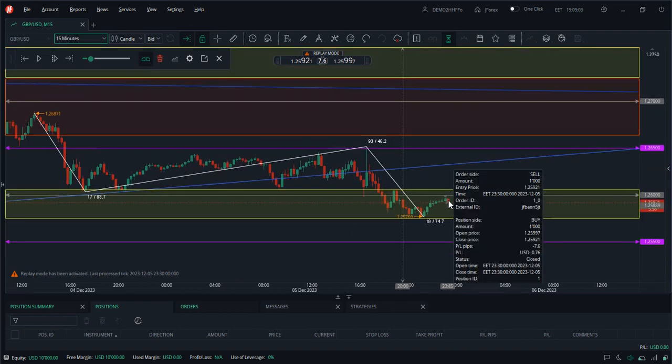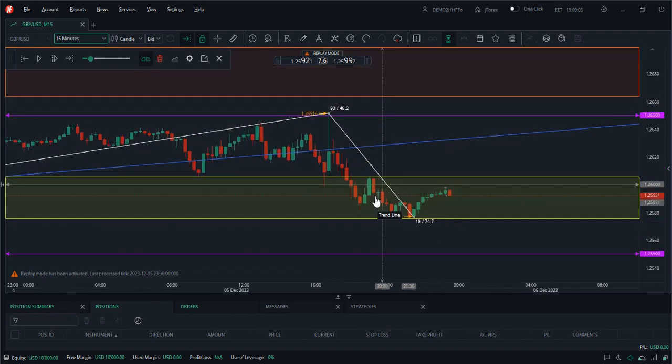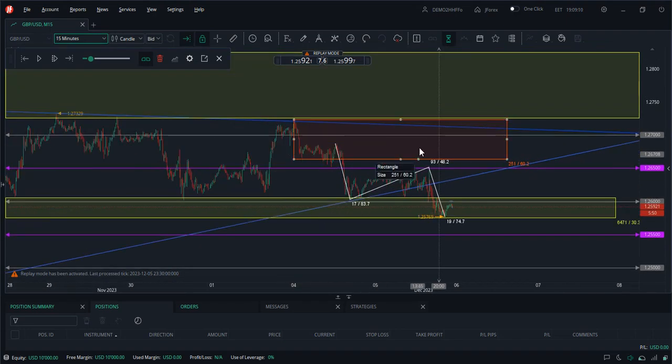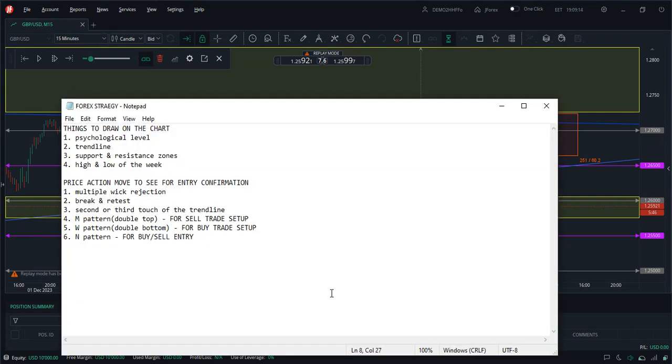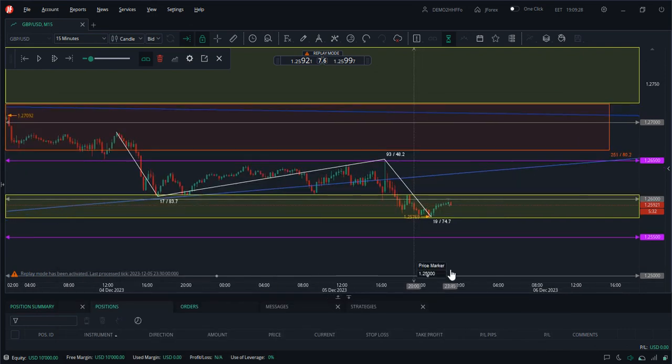Whoa, look at what happened in 15 minutes. It's already buying. Remember on 4 hours we saw what? An N pattern, right? And remember on this list we have the N pattern for buy or sell entry, which was our entry. Now in 15 minutes we are seeing a W pattern, which is for a buy trade. You can see the W pattern for a buy trade setup. I'll show you the W pattern here on 15 minutes.